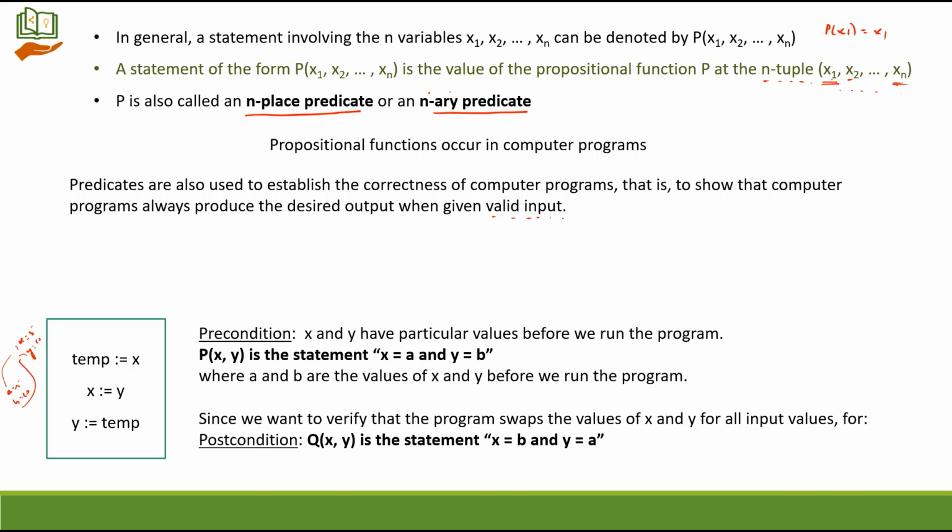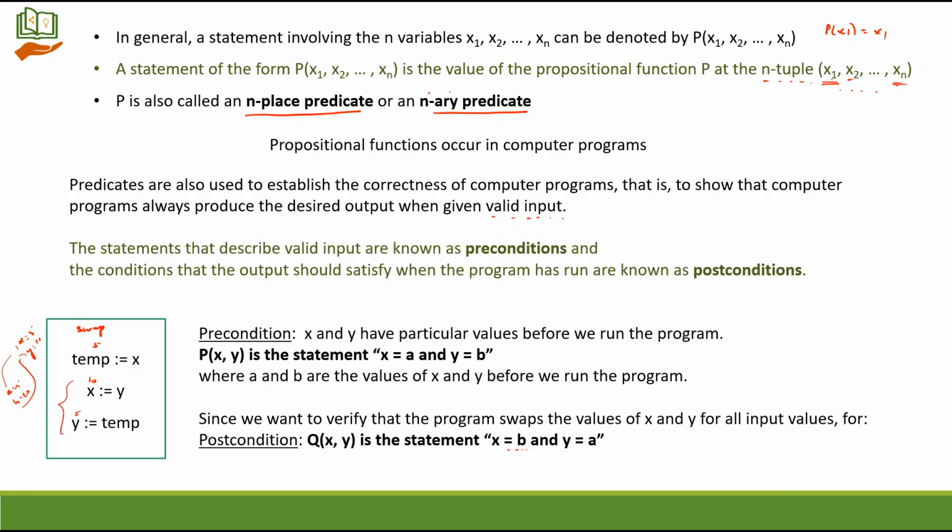Since we want to verify the program swaps the value of x and y for all input, for post condition what we can say, q of x comma y is the statement x is equal to b and y is equal to a. It means earlier x had the value of a, now it is having the value of b. This is the case of x. What about y? Earlier it had the value of b and now it is having the value of a. So this is a simple swap function we can say. We are just assigning the value of x to temp, y to x and temp to y. By this way, we are swapping the values between x and y.